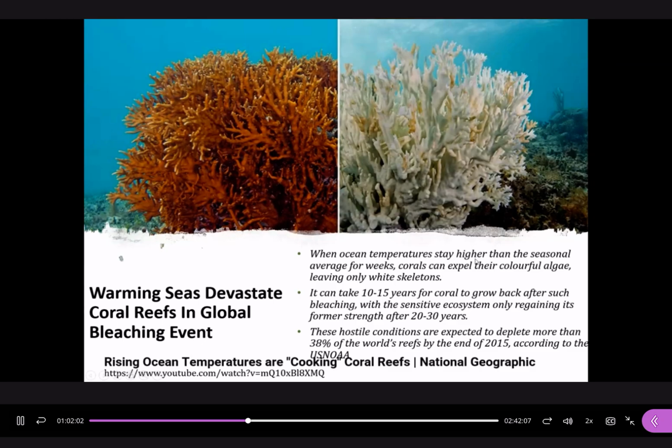When the ocean temperatures stay higher than the seasonal average for a few weeks, the corals can expel their algae, leaving only the white skeleton. This process is called the bleaching of the coral reef. So if the temperature is higher than the average for just a few weeks, it will cause the bleaching phenomenon. Because the temperature increase has two meanings. The first one is the average temperature increase.